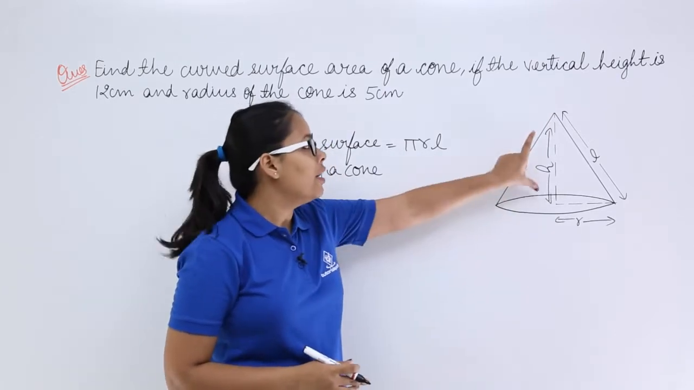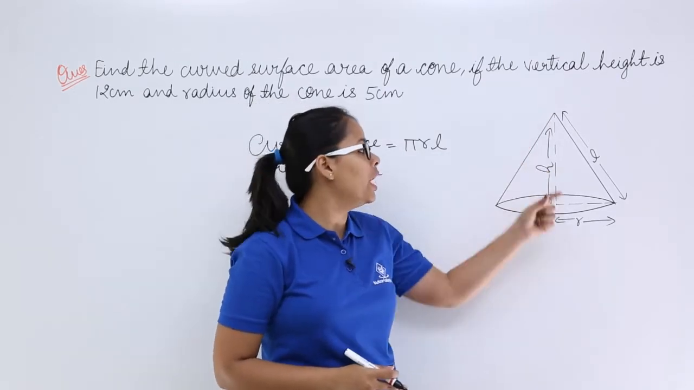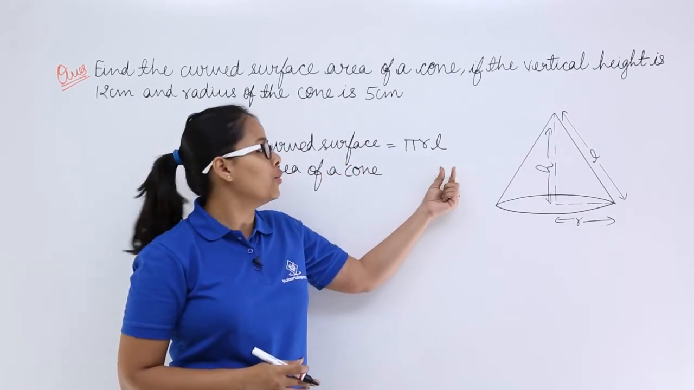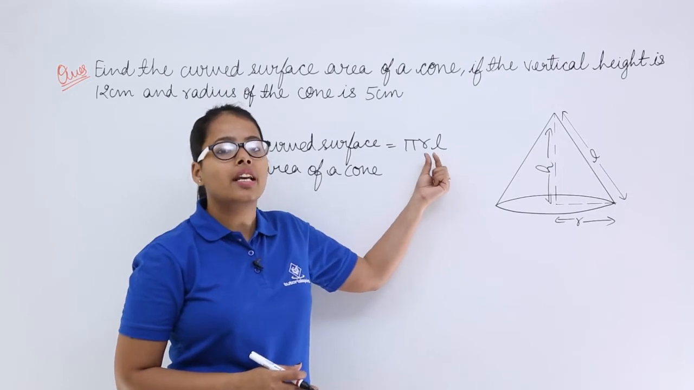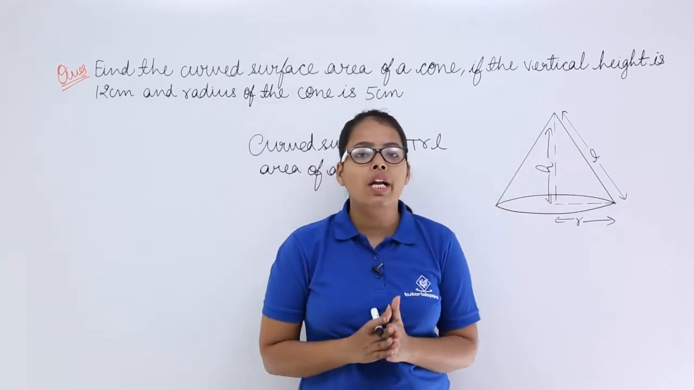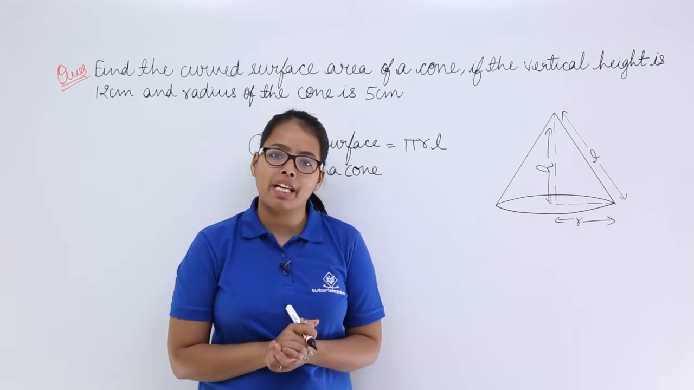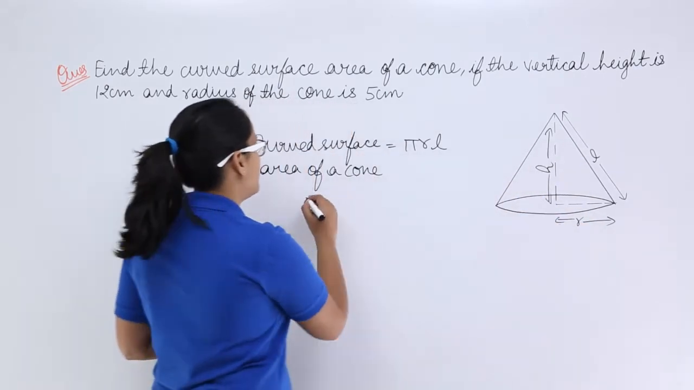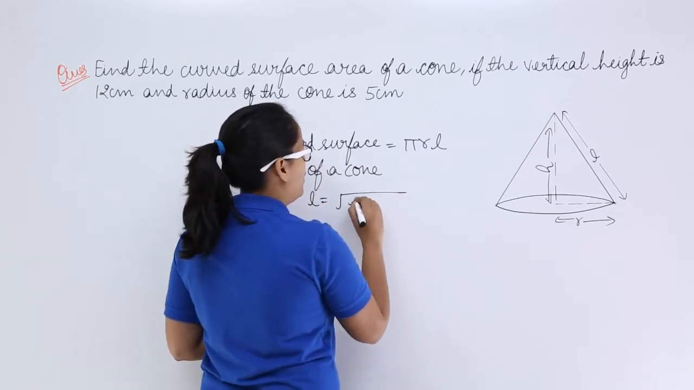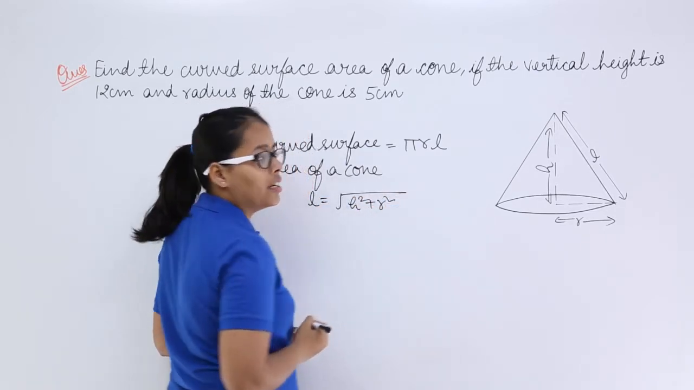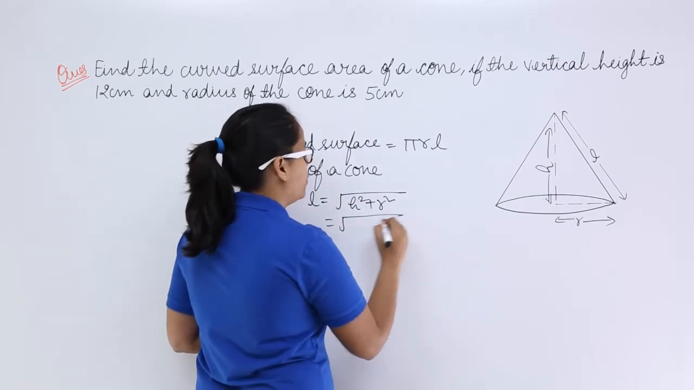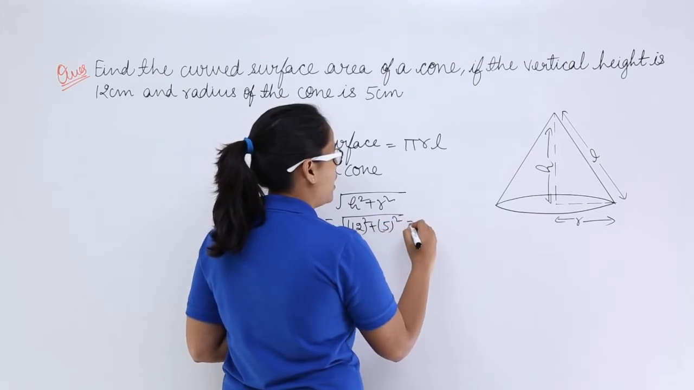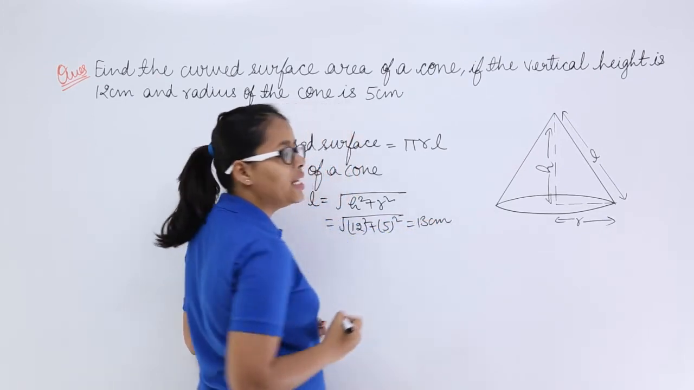lateral height. Here in this problem you know the vertical height and you know the radius, and as in the curved surface area you know that here it is lateral height. So you can easily calculate lateral height. How? By applying Pythagoras, because this will make a right angle triangle. So here this lateral height will be the square root of h square plus r square. You know the value for h, which is 12 square. You know the value for r, which is 5 square, and this will give you 13 centimeter.